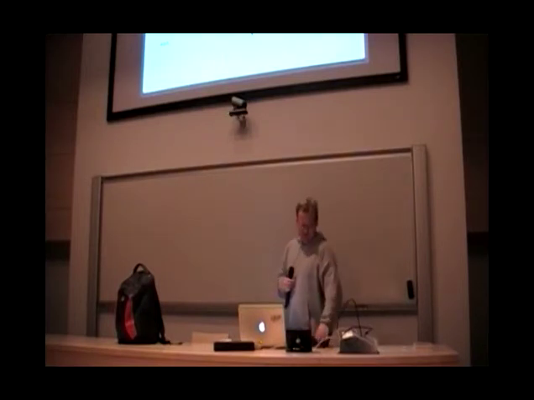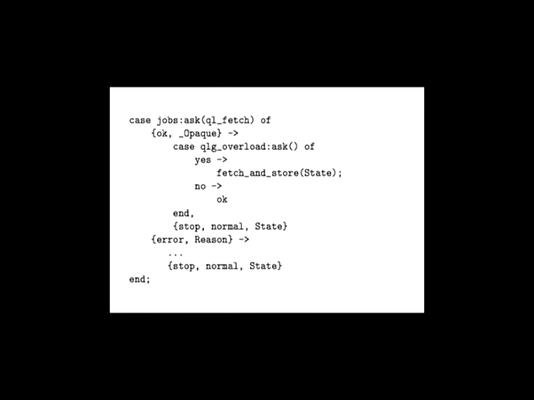So this is the code that we use in each fetcher. What it says is, ask jobs, on the QL fetch queue, may we run, and if we get a no, we will just stop, because the idempotency in stop means that we'll just get this job re-queued again later. The other part is, if that goes through, we ask the overload system, which I'll describe in the next slide, if we're allowed to run actually. And if we get a yes, we fetch and stop. If we get a no, we just stop.